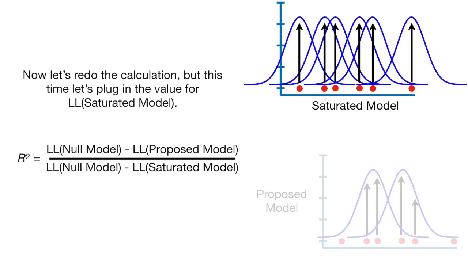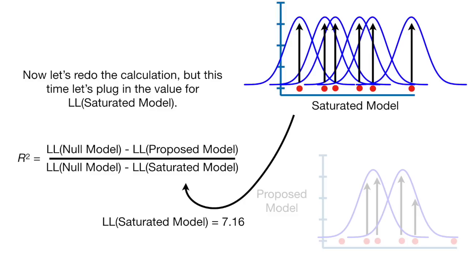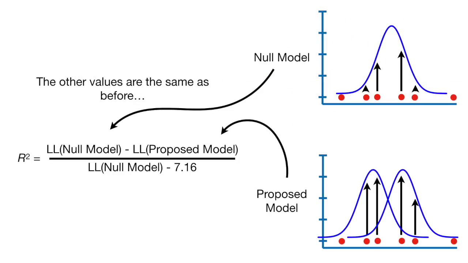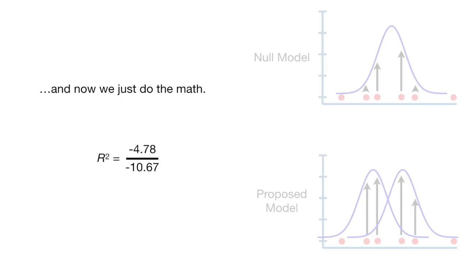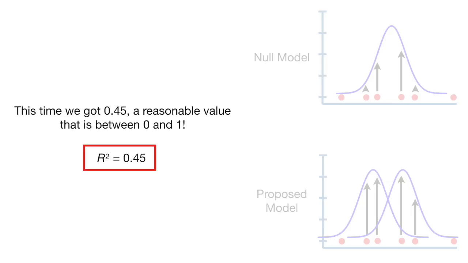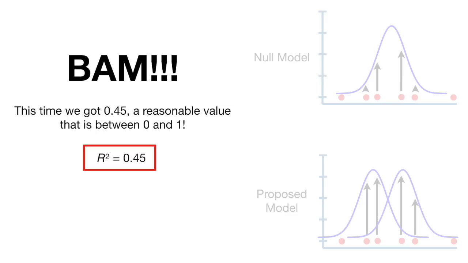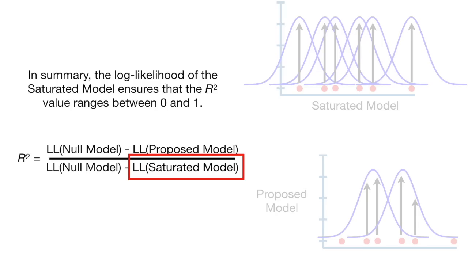Now let's redo the calculation, but this time let's plug in the value for the log likelihood of the saturated model. The other values are the same as before. And now we just do the math. This time, we got 0.45, a reasonable value that is between 0 and 1. This deserves a big bam. Bam! In summary, the log likelihood of the saturated model ensures that the R² value ranges between 0 and 1.